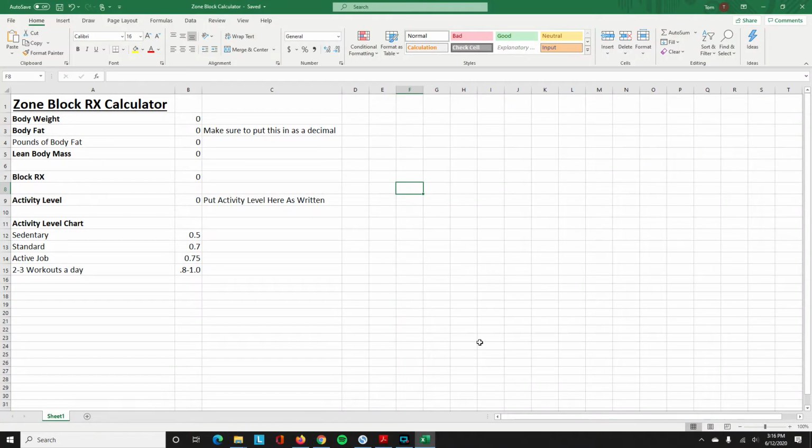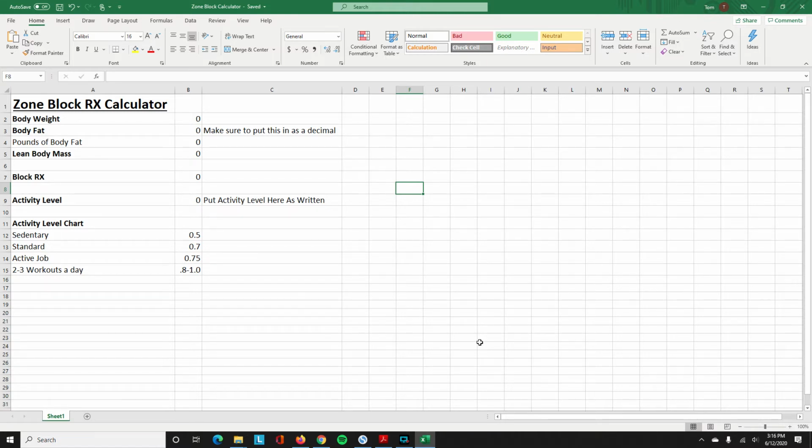Here is our zone block prescription calculator. This will give you your exact zone block prescription. Again, in general, you can just look at your shirt size, and as long as you wear just the right size shirt, that should give you a good ballpark figure to start out with.